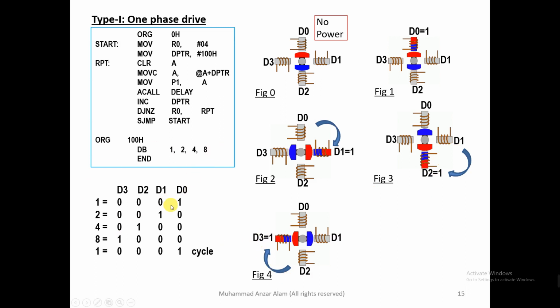So again, after loading value 1, the next values will be 1, 2, 4, 8, 1, 2, 4, 8. The cycle will continue, and again the motor shaft will reach its initial position, and the things will continue. Hope you understand this one.